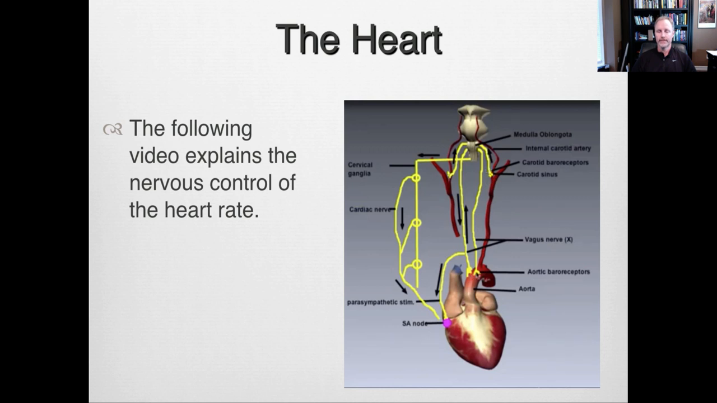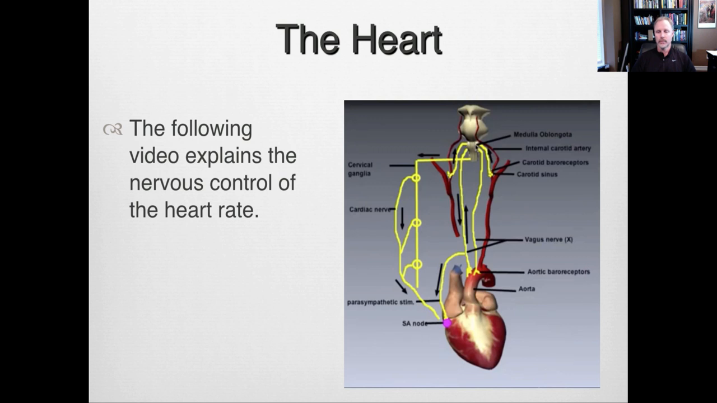So, the brainstem. We have the aortic baroreceptors, which are sending information about blood pressure up the vagus nerve to the medulla oblongata. And then we have stretch receptors, or baroreceptors, on the carotid sinus of the internal carotid artery, sending information about blood pressure up via the glossopharyngeal nerve. Which is not important that you know. It's just a nerve that's transmitting information. So we have information coming from two sources, the aortic baroreceptors and the carotid baroreceptors.